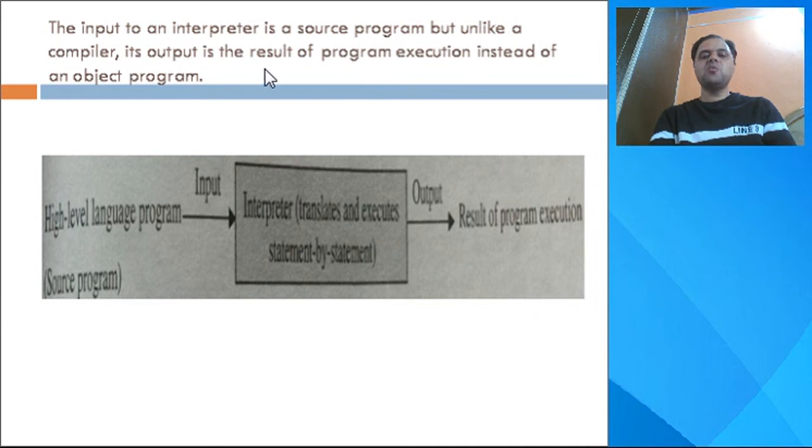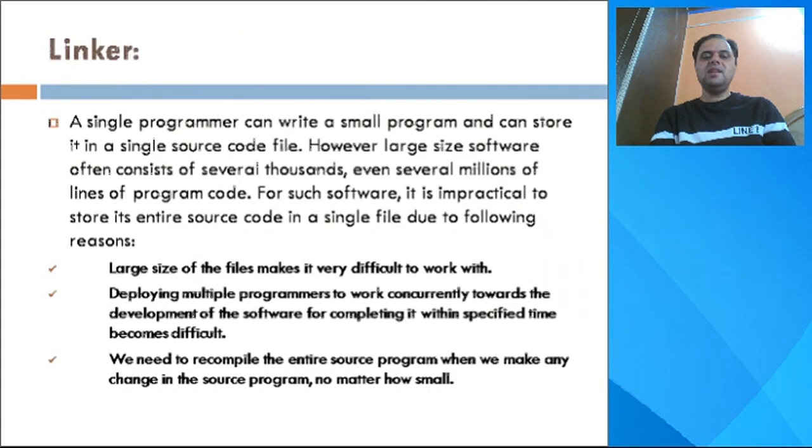The input to an interpreter is a source program, but unlike a compiler, its output is the result of the program execution instead of an object program. So what is the input to an interpreter? The high level language program, but its output is the result of the program. It is different from a compiler because the result of a compiler is the object program, but here it is the result of the program execution, the final result.